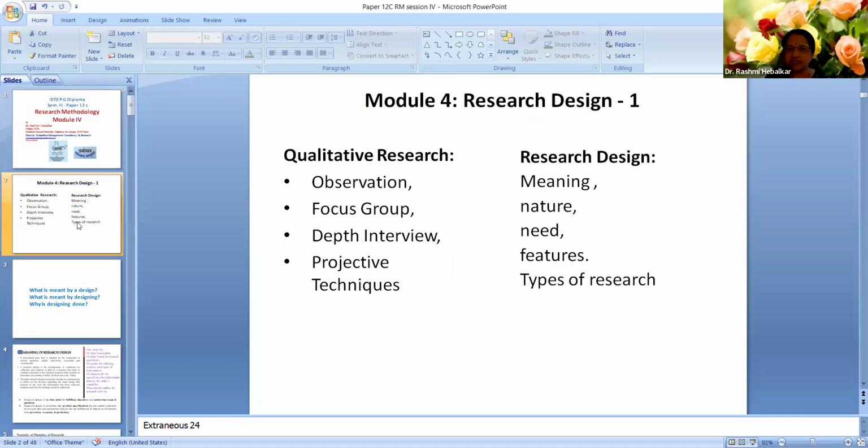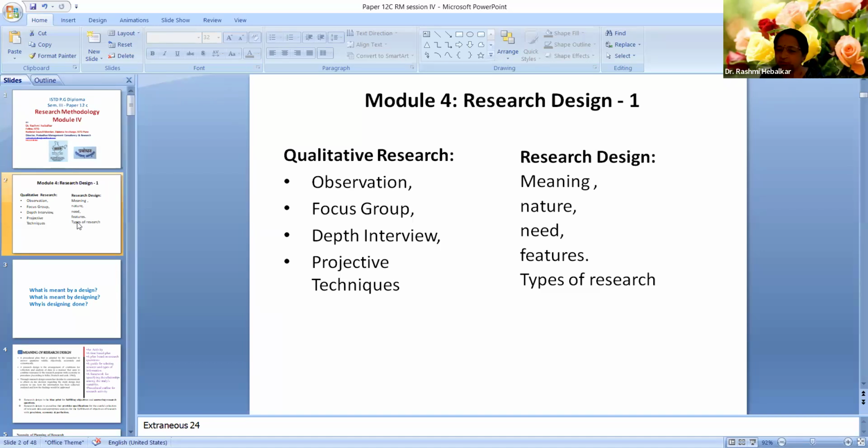And today's syllabus for this module 4 or session 4 is research design. Research design, its meaning, its nature, its need, its features, and what are different methods or types of research under research design. Research design has a quantitative design and a qualitative design. And today in this session, as a part of the syllabus, we are talking about qualitative research.